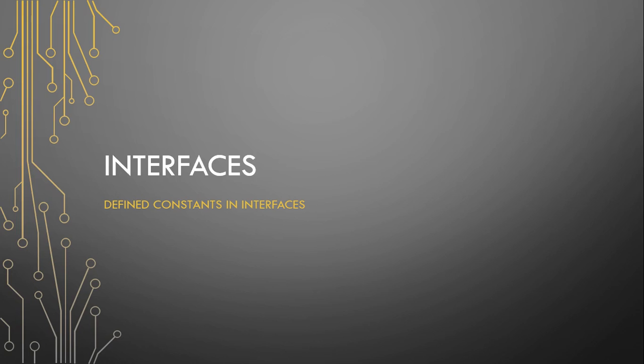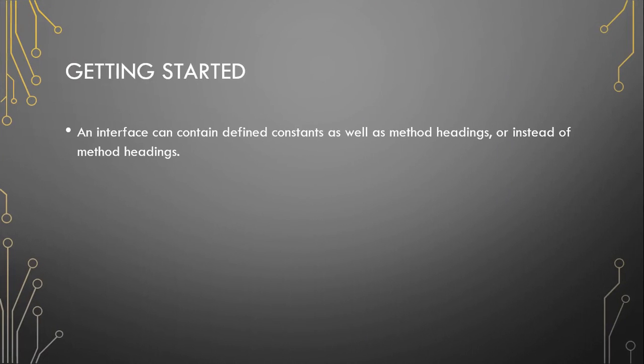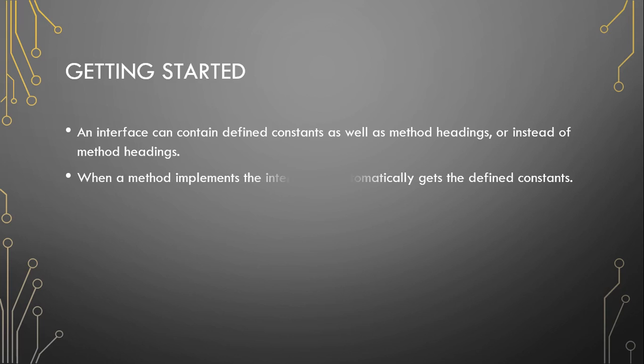Today, we need to take a small segue here and talk about defined constants in interfaces. Getting started, an interface can contain defined constants as well as method headings, or instead of method headings. So, instead of just having your method template, you can also put constants in here. For example, pi is a good constant to use for demonstration purposes, so you could use that in your interface. Now, when a class implements the interface, it automatically gets the defined constants.